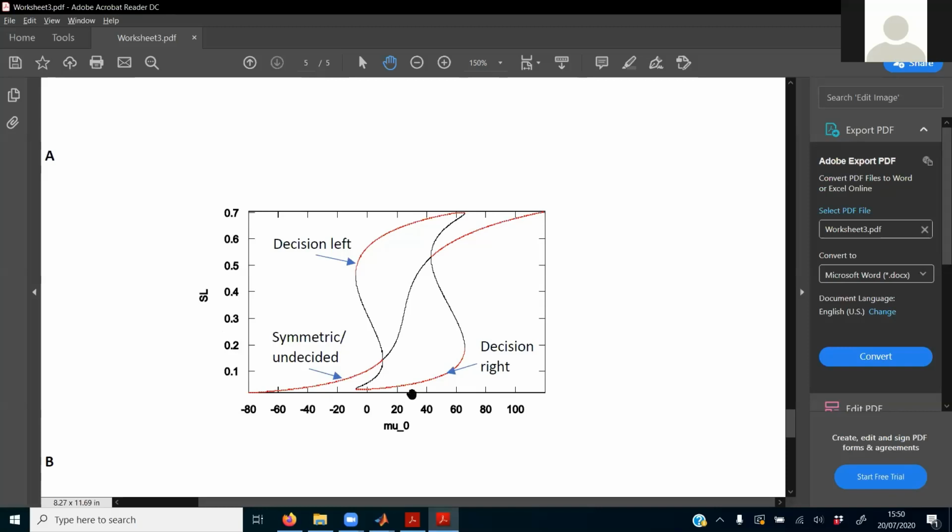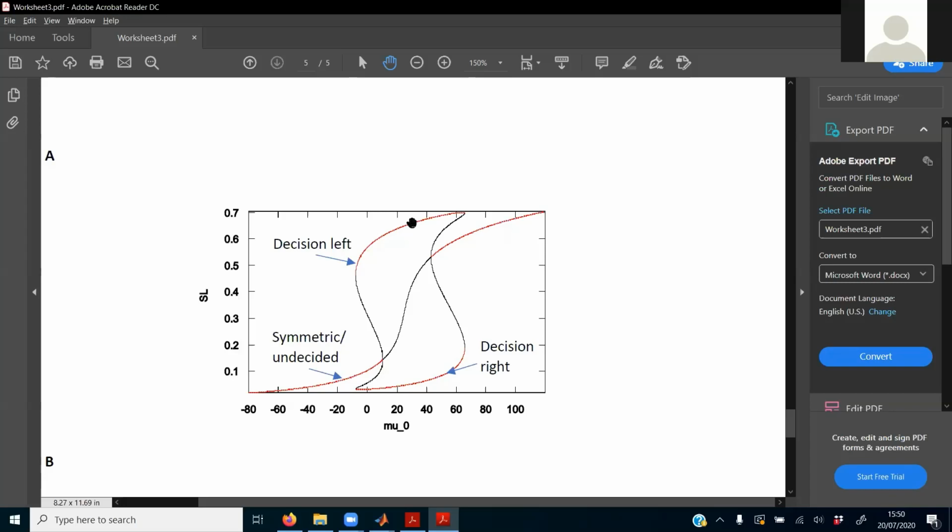So if we look at the point where mu0 equals 30, around here, we've got a stable steady state for a decision. This means that the left population is very low. A stable symmetric steady state, so the left and right would both have equal values here. And a stable steady state where the left population is high. Sorry, this is unstable, a saddle. This is a stable steady state where the left population is high.